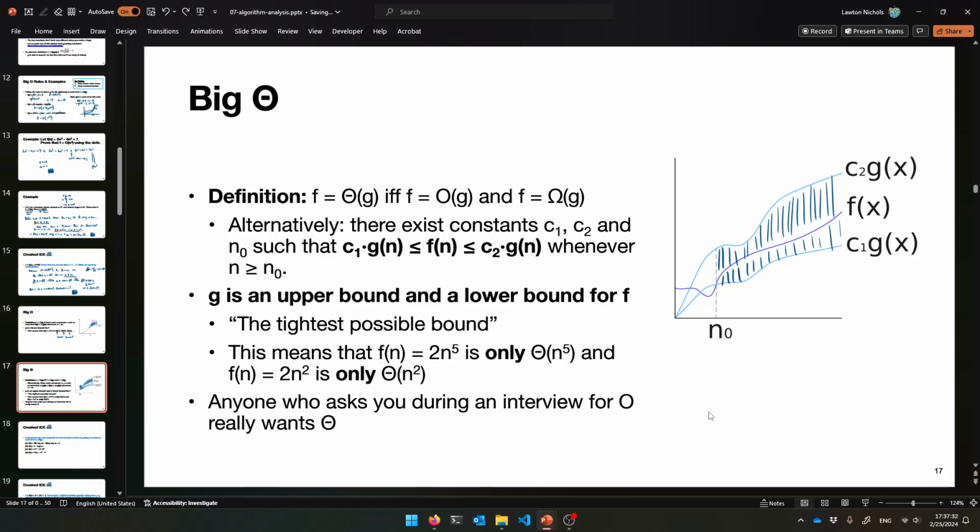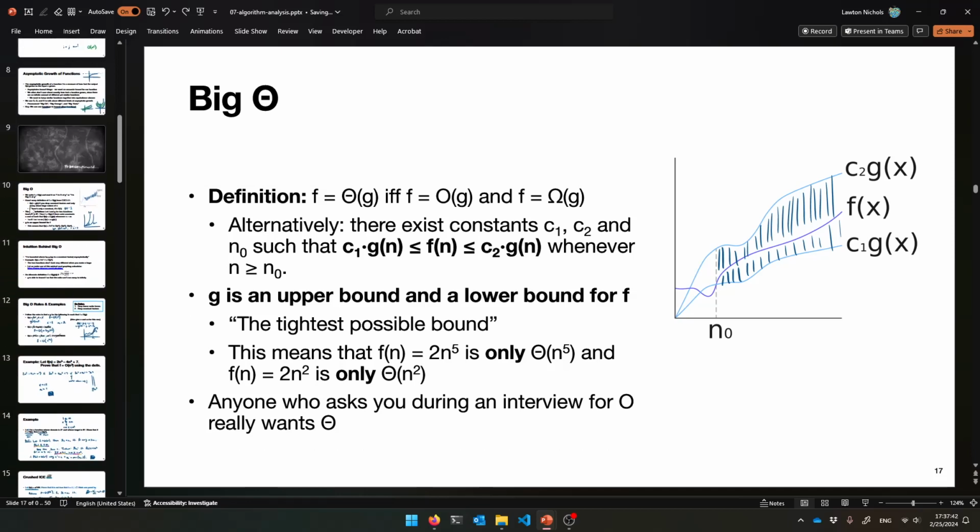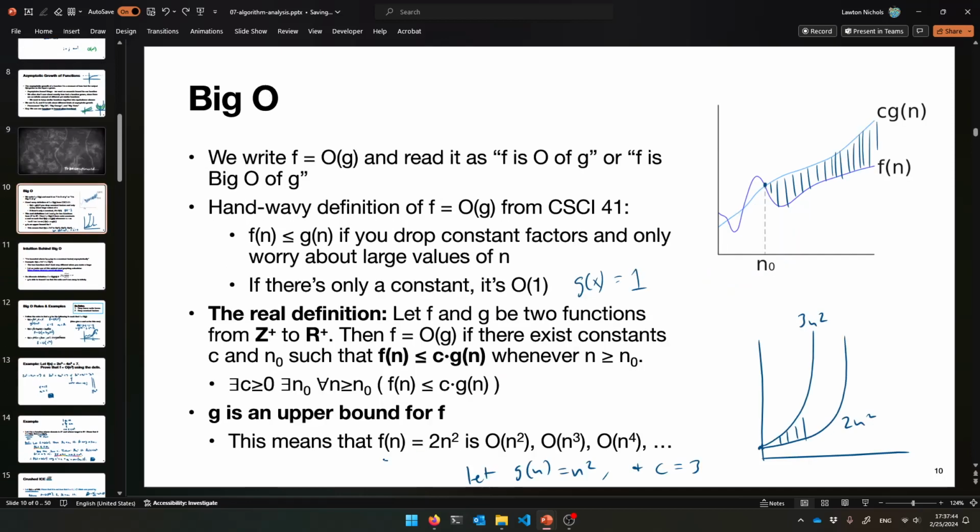No, just n. No, n cubed. Because that won't be both a lower bound and an upper bound for certain constants, right? So that's what big theta means. And anybody who ever asks you for big O really wants big theta. So the one true answer for this one is n squared. It's not n cubed. It's not n to the fourth.